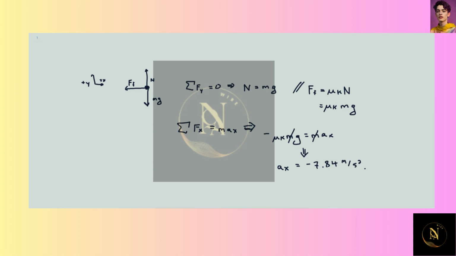Now we know the friction force is equal to the coefficient of kinetic friction times the normal force, and we just found that the normal force was mg. So we have that the friction force looks like this. Now we can apply Newton's second law in the x direction.